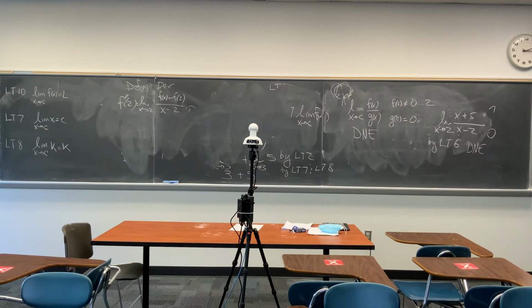Okay, read limit tool number 3 to me. The limit as x approaches c of f of x times g of x equals the limit as x approaches c of f of x times the limit as x approaches c of g of x.